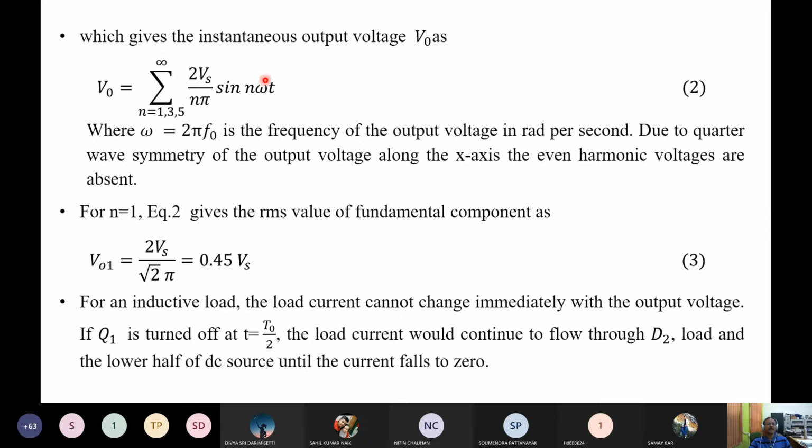This is the general expression for the instantaneous voltage of a single phase half bridge inverter. So only the fundamental, first harmonic, third, fifth, seventh, ninth, 11th are present. If you are asked to find the fundamental, just put n equal to 1. If you are asked to find the third harmonic, n will be replaced by 3.